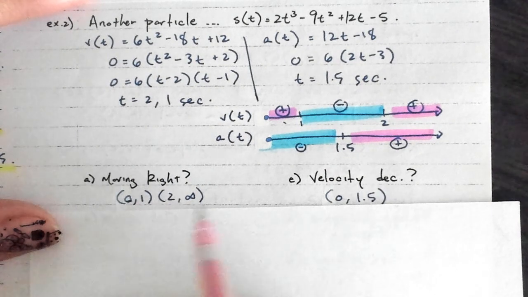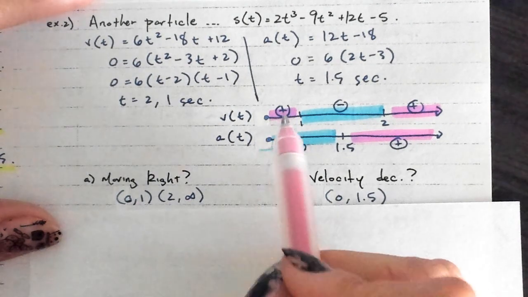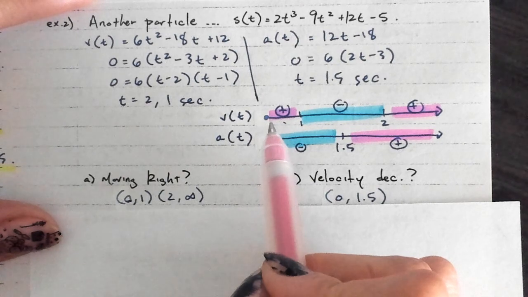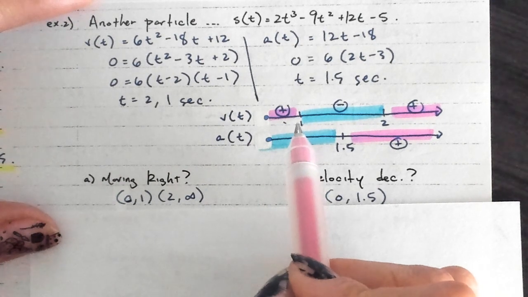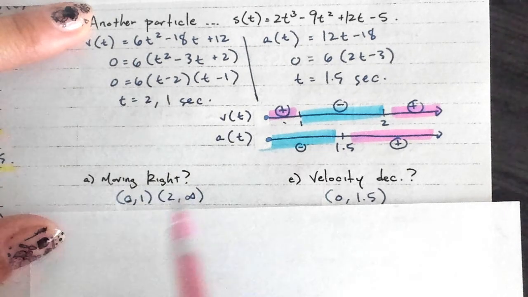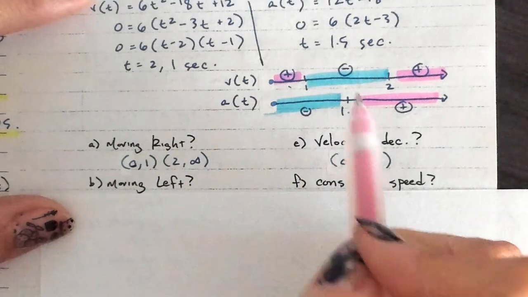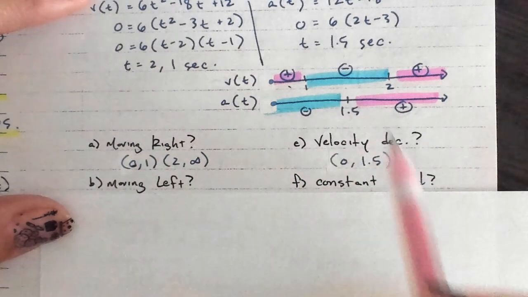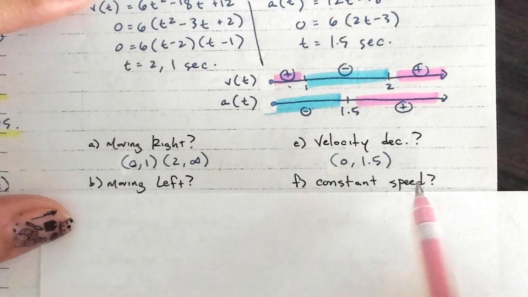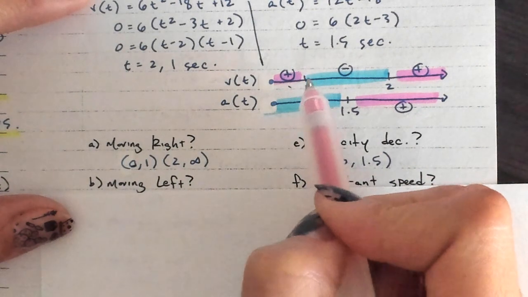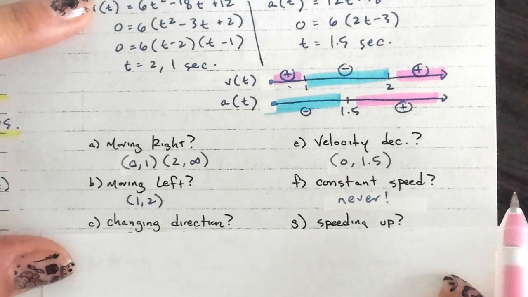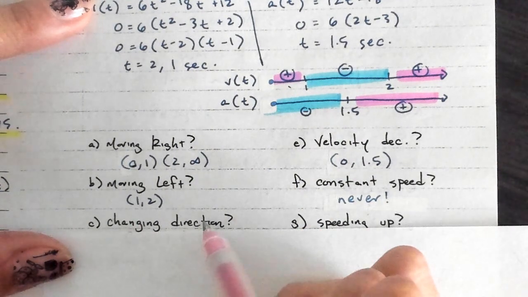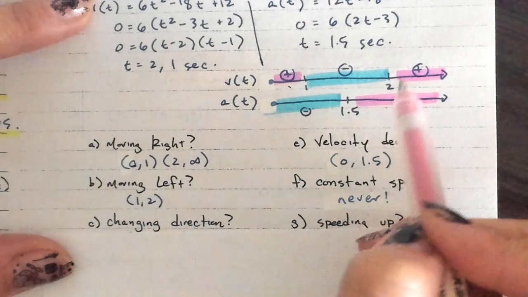Notice that these are parentheses always. So I'm moving to the right, not right here, but after the 0. And I'm not moving to the right at 1. I'm actually not moving at all at 1. So that's why these are all parentheses. Okay? Okay. When am I moving to the left? Right here. When do I have a constant speed? Do I ever have a constant velocity? No, never. Okay? When am I changing direction? Oh, I'm changing direction at time equals 1 and time equals 2.